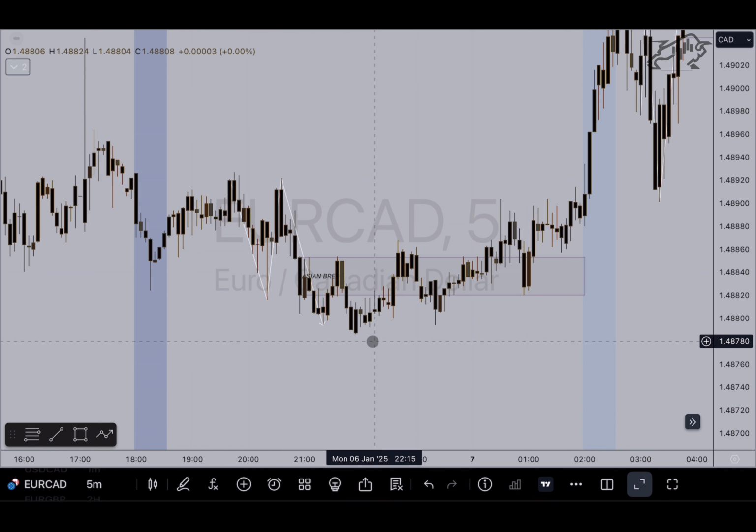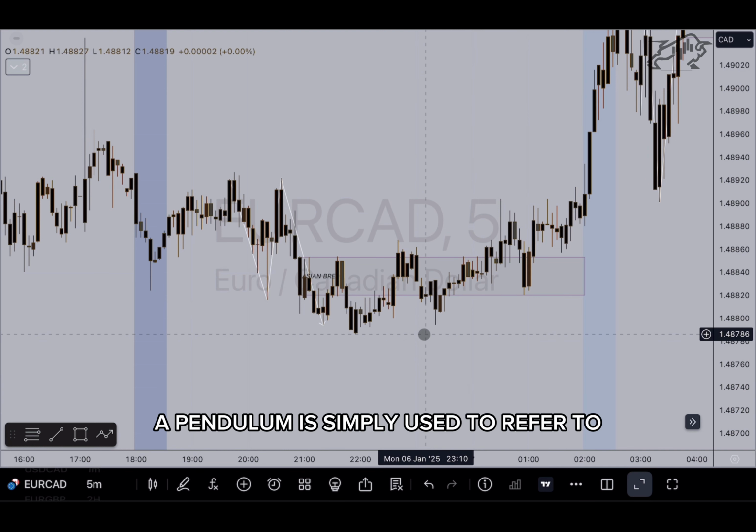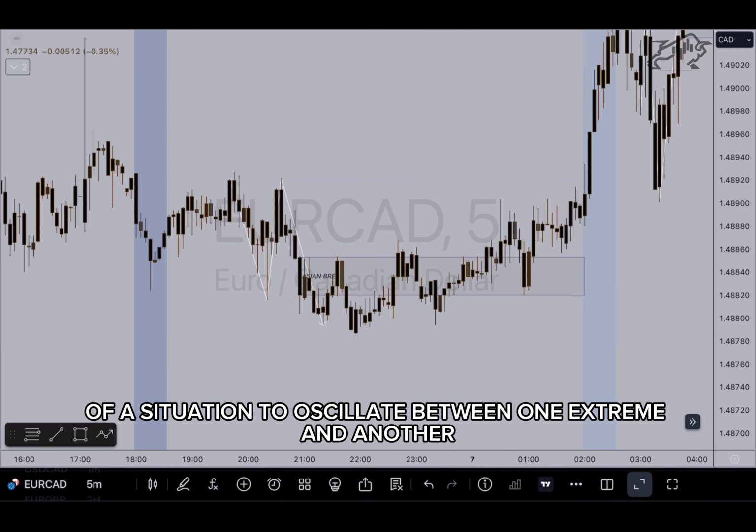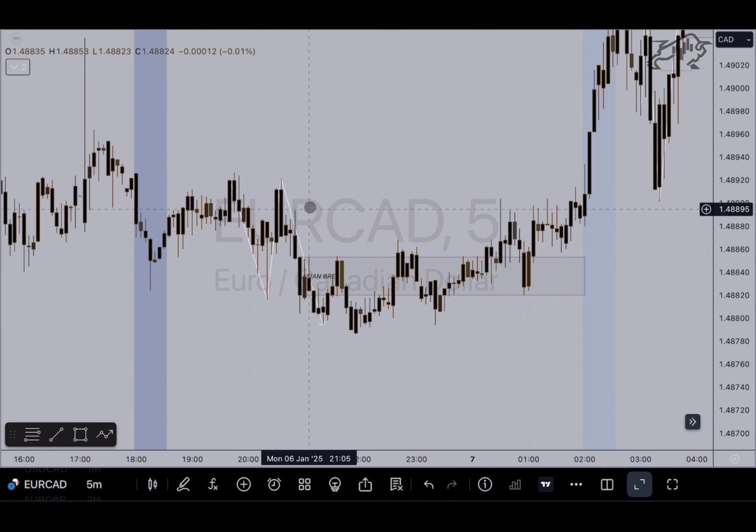Now, what is this and what does it all mean? Right. So what is the pendulum, you guys? A pendulum is simply used to refer to the tendency of a situation to oscillate between one extreme and another. Now, whenever we have this pattern form in the market, that is exactly how we're going to refer to this, being called the pendulum. It can oscillate between one extreme and another, meaning this is going to be a turning point whenever we have this pattern form.